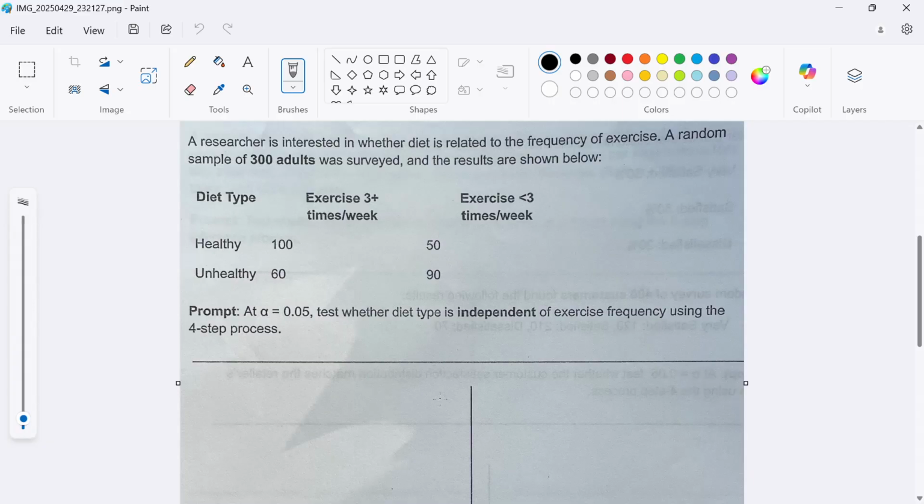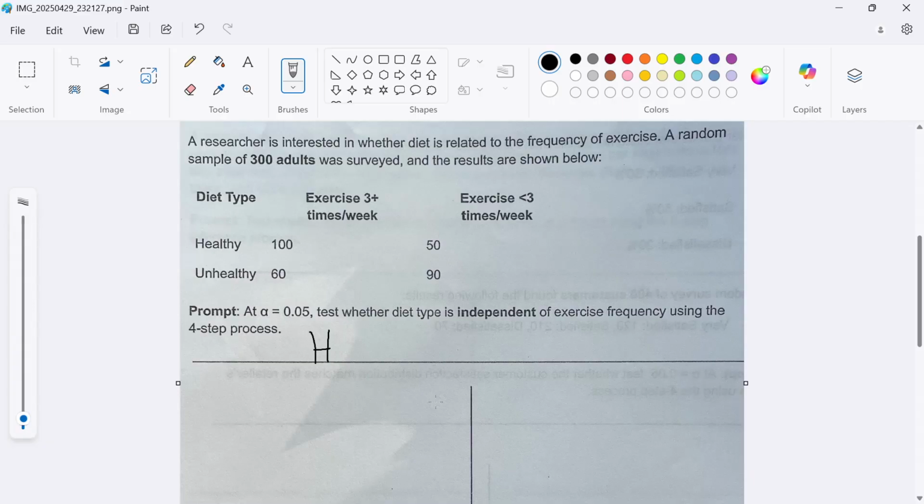It says a researcher is interested in whether diet is related to frequency of exercise. A random sample of 300 adults was surveyed and the results are shown below. Healthy, exercise 3+ times a week, 100 of them. Less than 3 times a week, 50. Unhealthy, 3+ times a week, 60. Less than 3 times a week, 90. At alpha equals 0.05, test whether diet type is independent of exercise frequency.